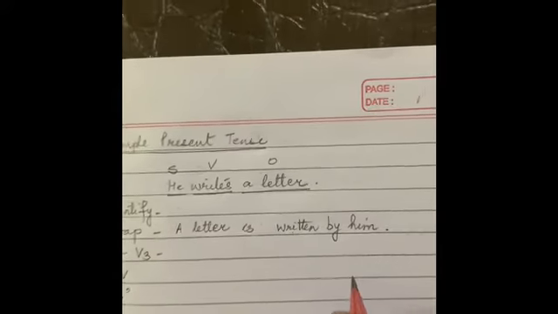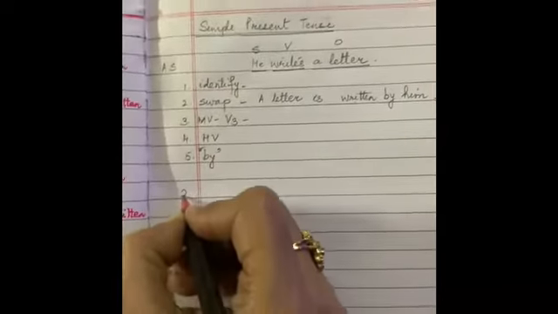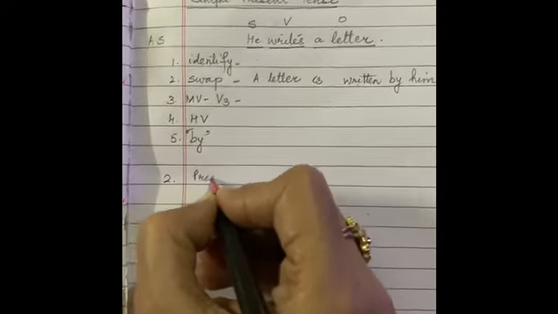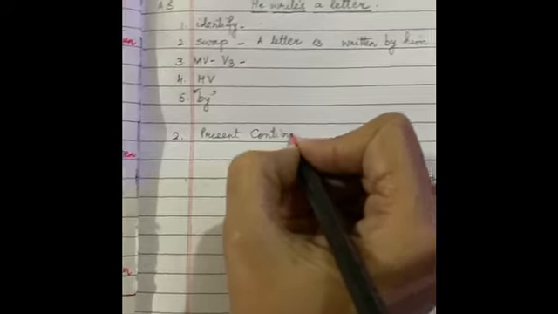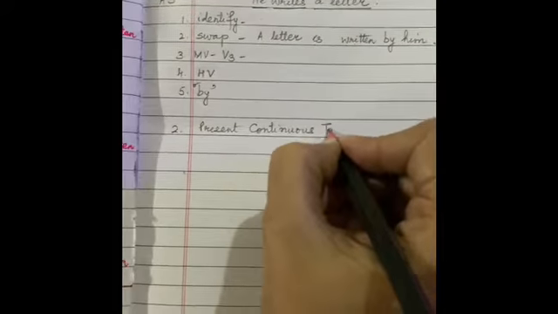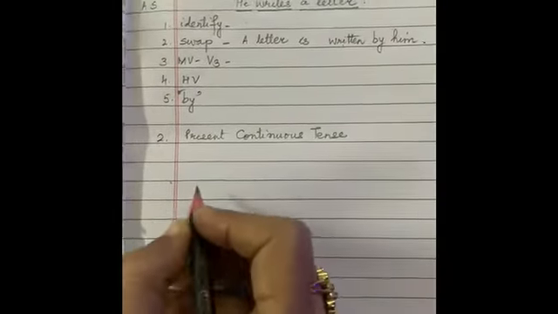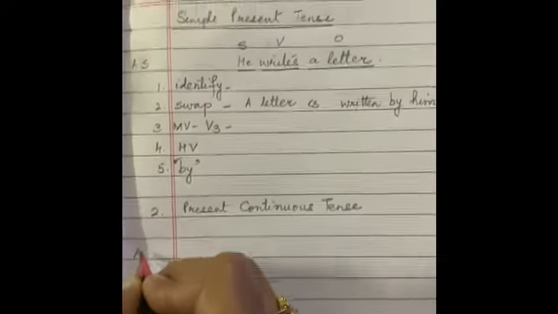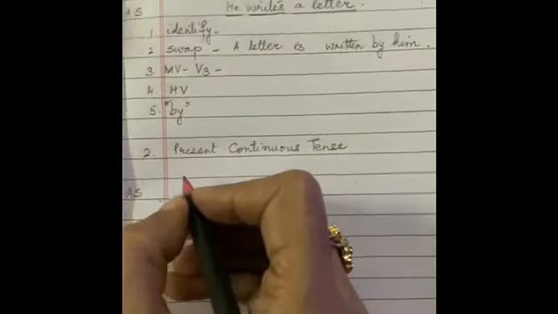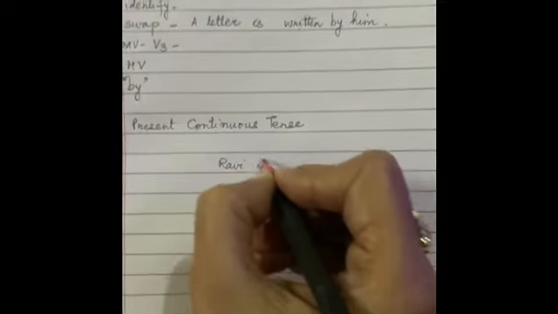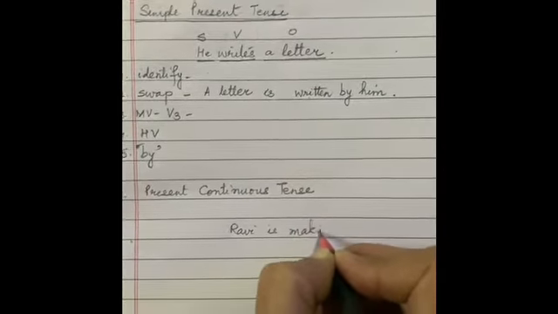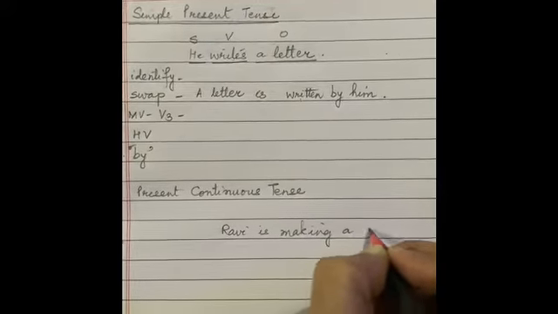Now let's see an example of present continuous tense. Active sentence: Ravi is making a cake.